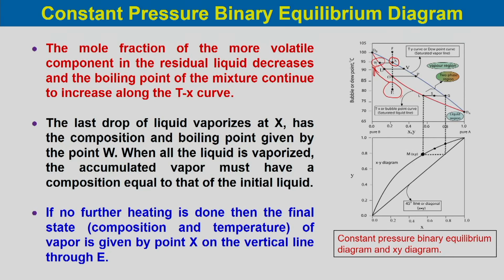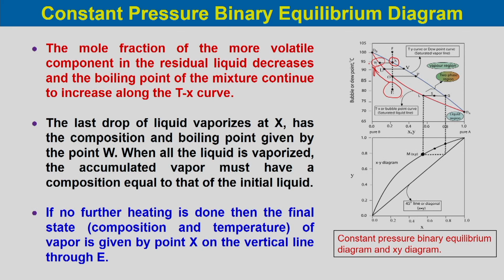So, if no further heating is done, then the final state composition and temperature of the vapor is given by point x on the vertical line through E. So from here it will go through the upper curve, which is the dew point curve. If no further heating is done, then the final state which will be attained will have the composition and temperature corresponding to x.